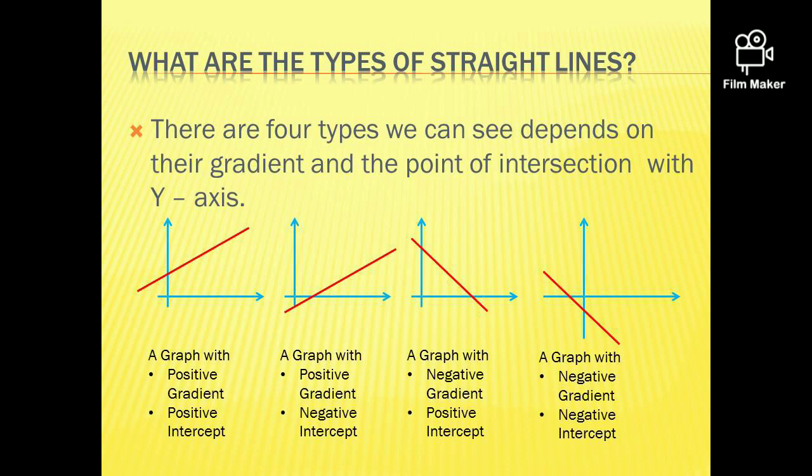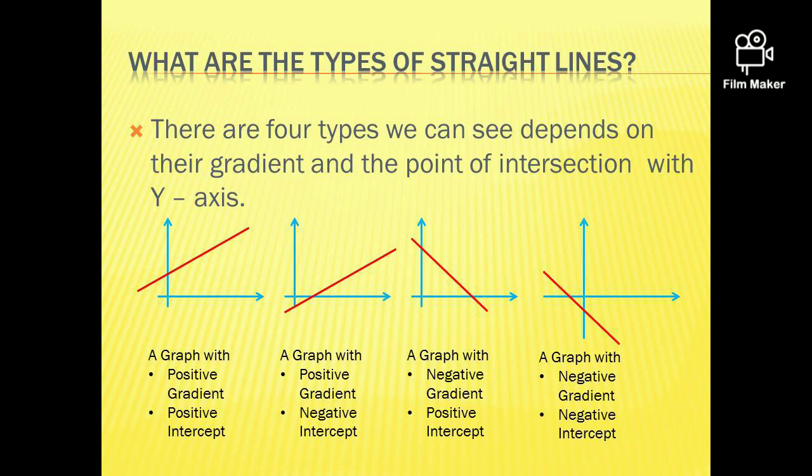For example, if you get an equation of a straight line y equals 2x plus 1, here the gradient is 2 and the intercept is 1. Both values are positive. Therefore, you will obtain a straight line as shown in the first diagram. If you get a straight line y equals 2x minus 1, you can understand that the gradient is plus 2 and the intercept is minus 1. Therefore, you will obtain a straight line as shown in the second diagram.